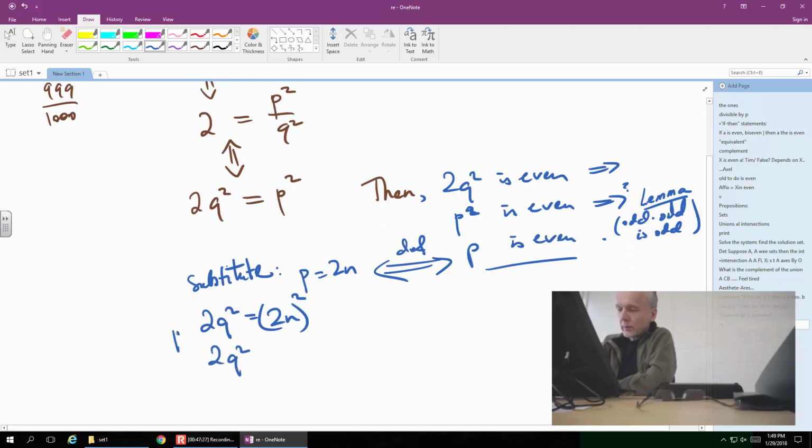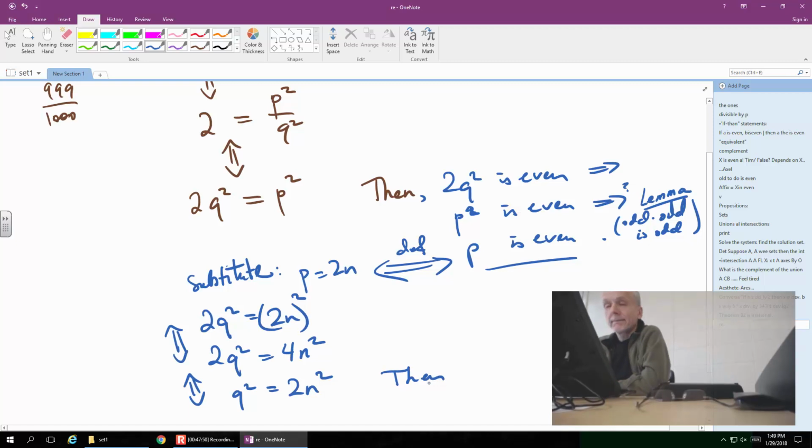2q squared is equal to 4n squared. Cancel 2. Q squared is equal to 2n squared. Okay, then what? Q is even.